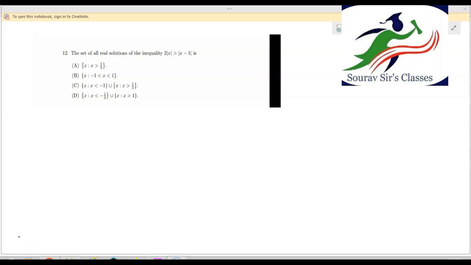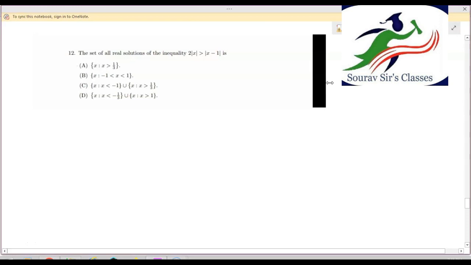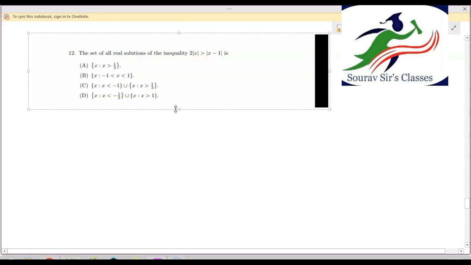Let us solve question number 12. Question number 12 says that the set of all real solutions of the inequality 2|x| > |x − 1| is this, and this. Okay, so I have to find the set of all solutions of this inequality. In other words, I need to find the values of x which satisfy this inequality.